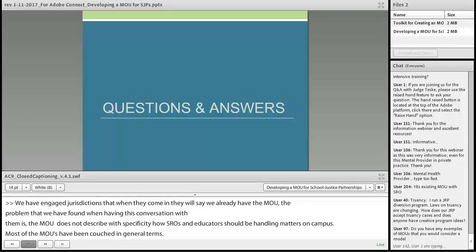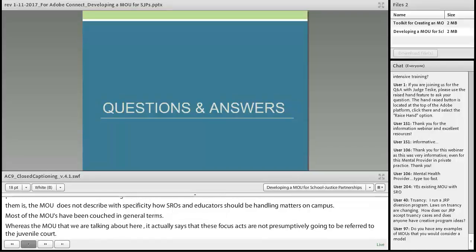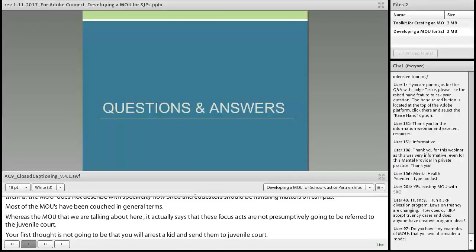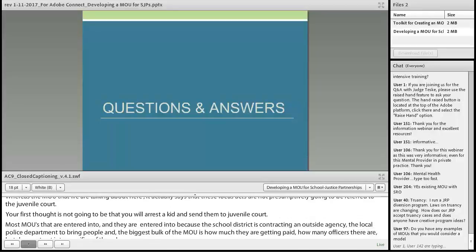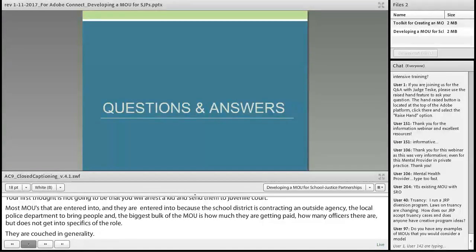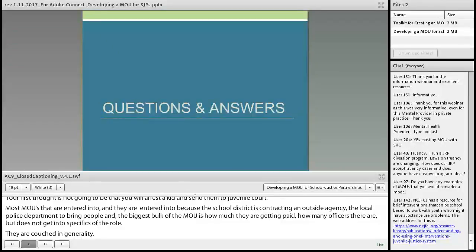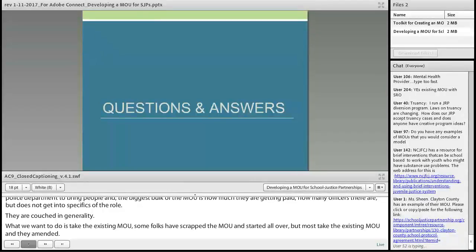Most MOUs are entered into because the school system is contracting an outside agency, your local police department, to bring officers in. So the biggest bulk of your MOU happens to be how much they're getting paid, how many officers there are, but it does not get really into the specifics of the role. Like I said, they're couched in generality. But what we want to do is take the existing MOU, and some folks have scrapped the MOU and started all over, but most take the existing MOU and amend it. Why? Because the bulk of that MOU is talking about the actual contracting of the police that involves the cost and the number of officers, things like that that are necessary, okay?